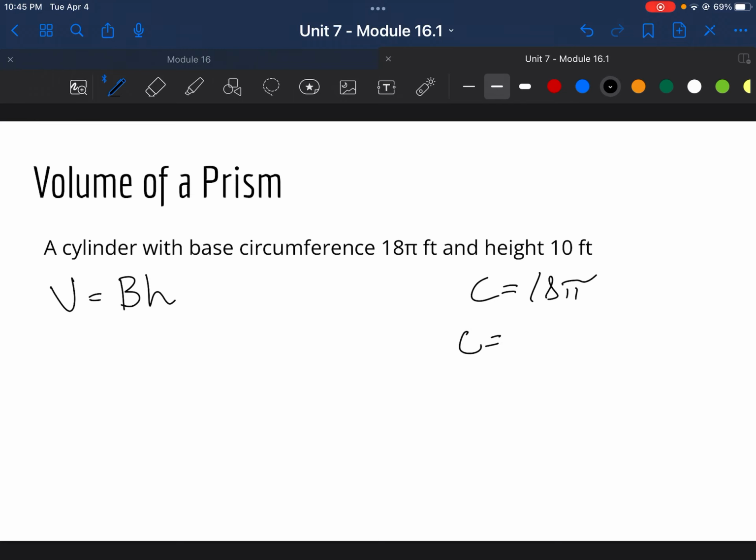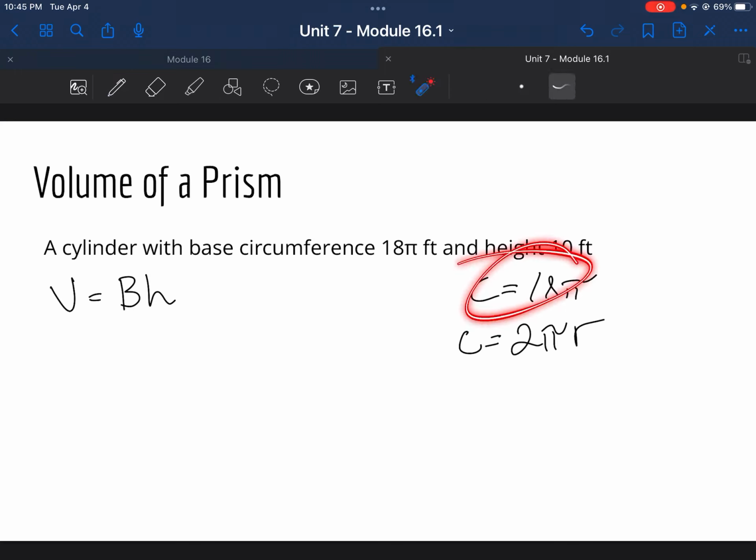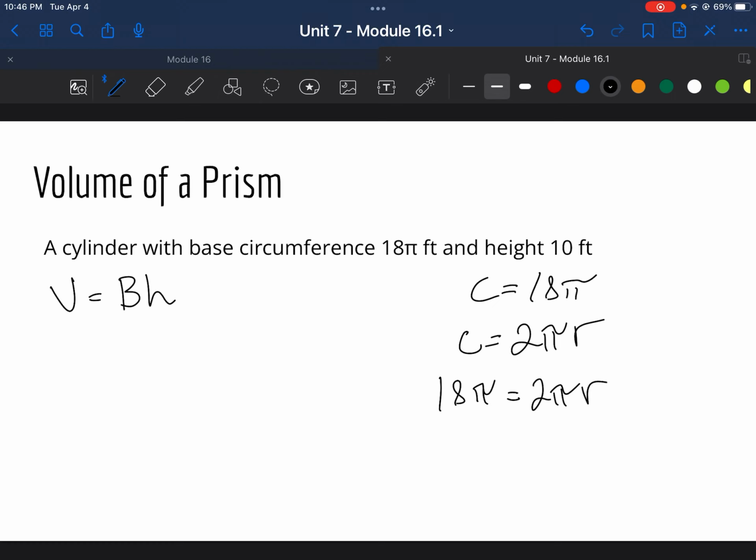We know that the formula for the circumference of a circle is circumference equals 2 pi r. Since we know that the circumference is equal to 18 pi, we can go ahead and plug it in. So all I did was, instead of writing c, since I know that c is equal to 18 pi, I can just replace it with 18 pi.